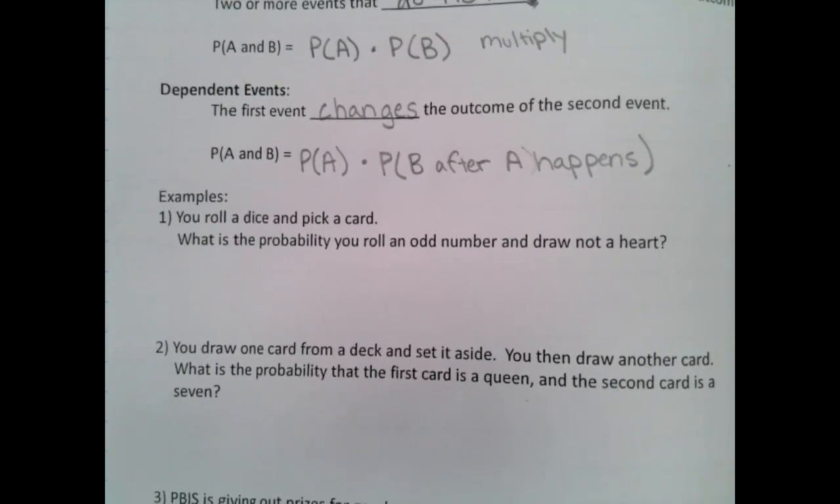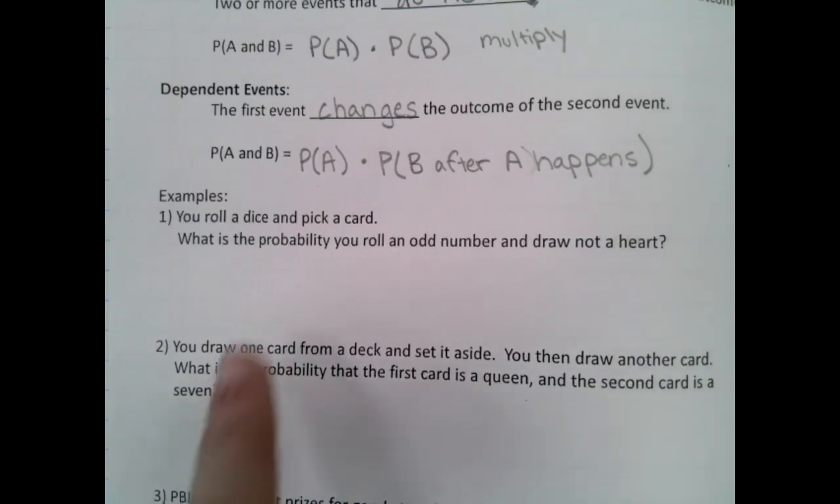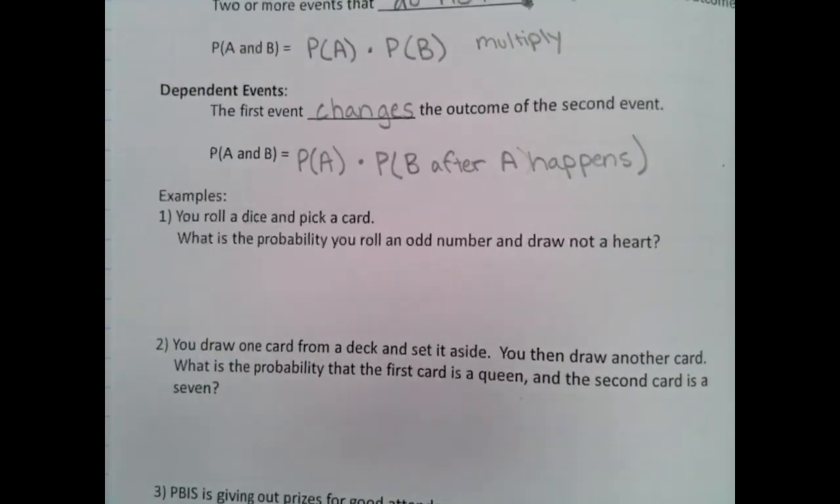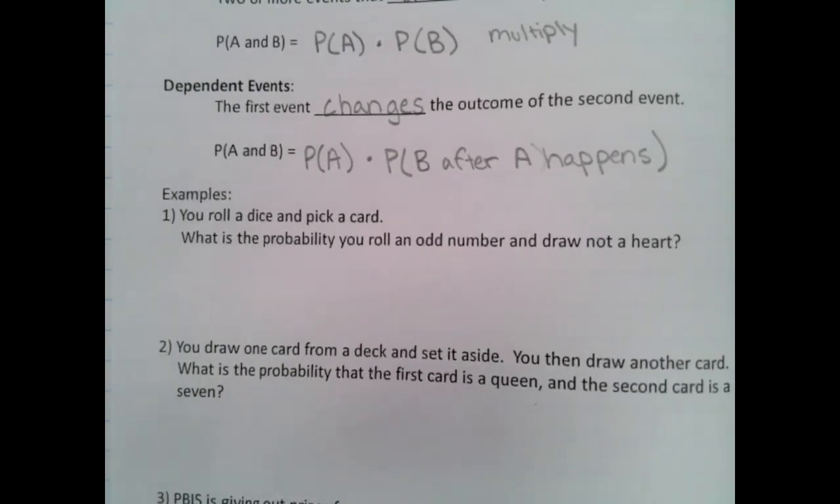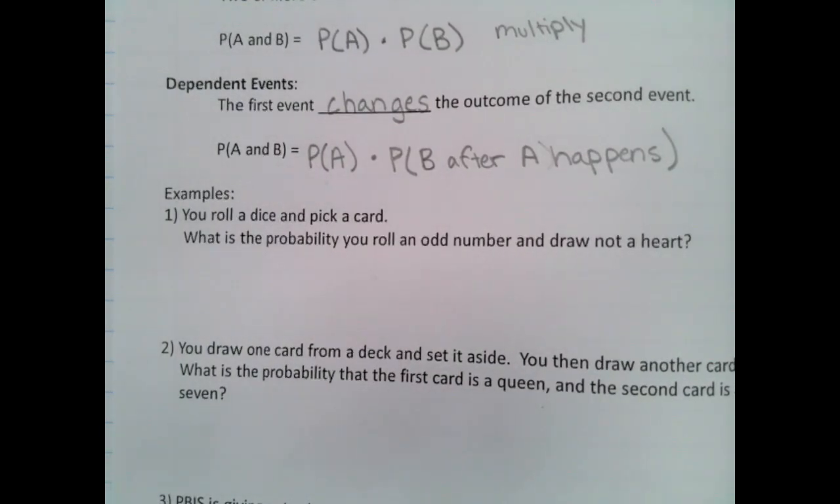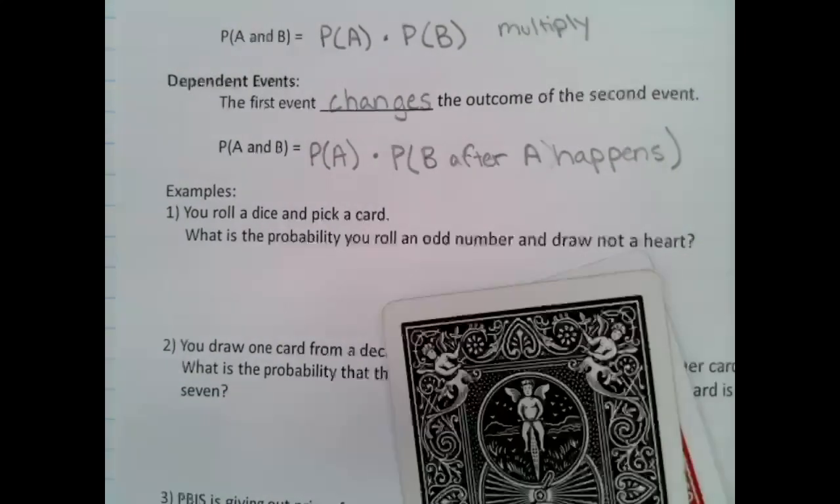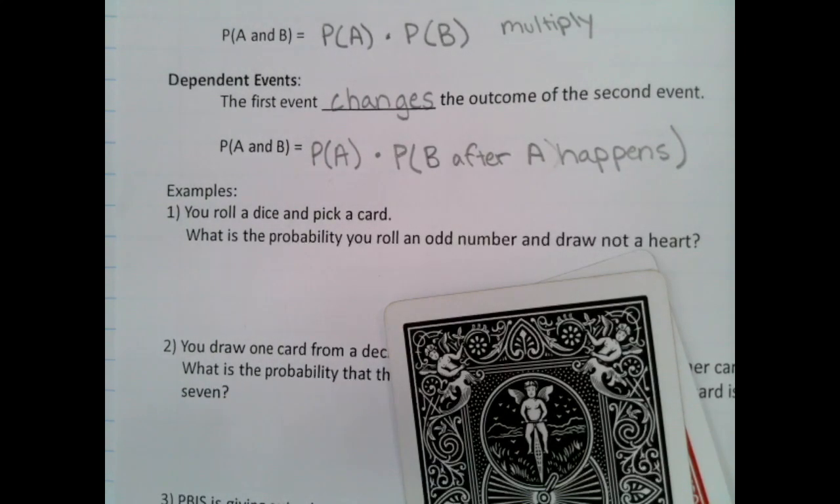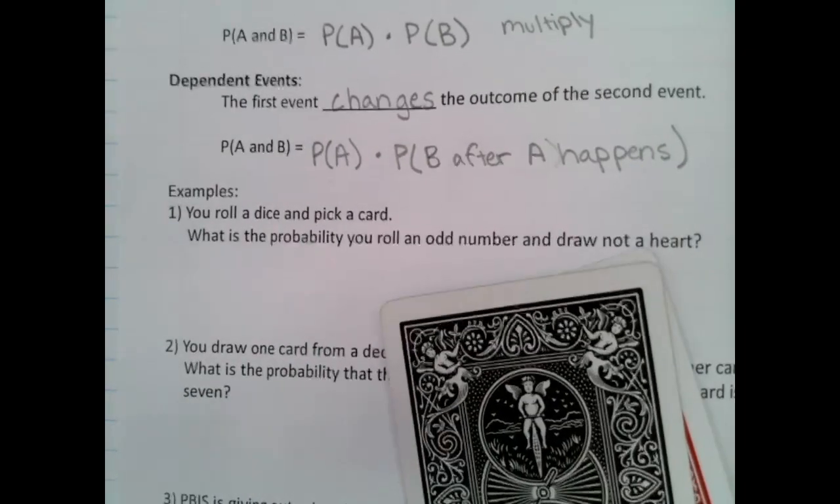All right, so for number 1 here, it says you roll a dice and pick a card. So if I'm thinking about picking a card from a deck, and I'm rolling a dice. I don't know where my dice went. Does my dice change the cards that are in my deck?